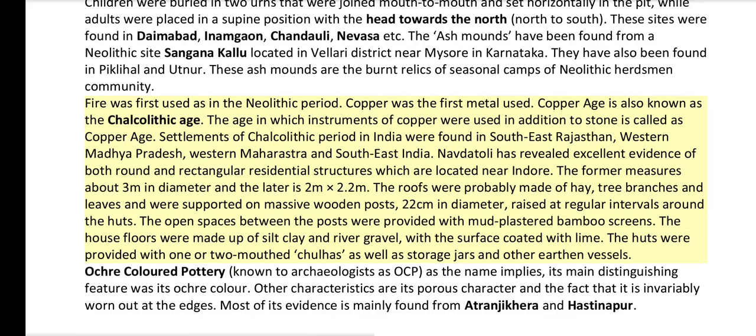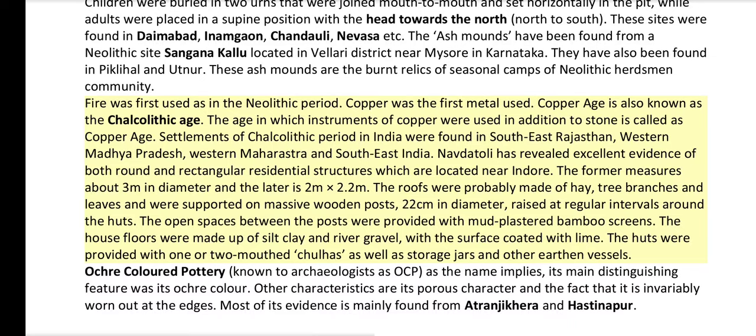Fire was first used in the Neolithic period. Copper was the first metal used. Copper Age is also known as the Chalcolithic Age. The age in which instruments of copper were used in addition to stone is called the Copper Age. Settlements of Chalcolithic period in India were found in southeast Rajasthan, western Madhya Pradesh, western Maharashtra and southeast India.